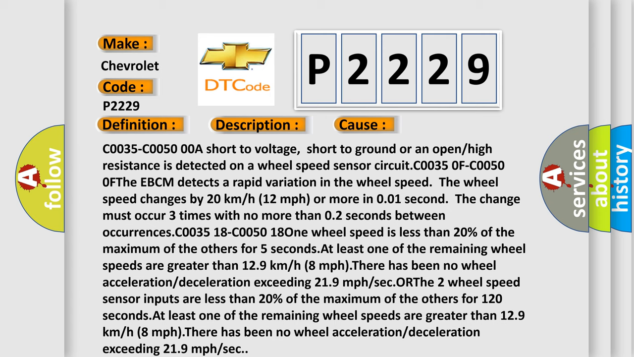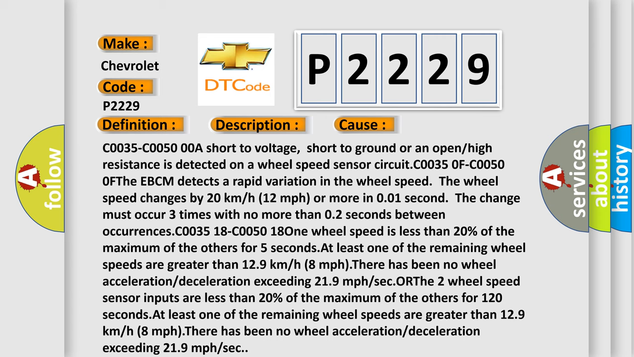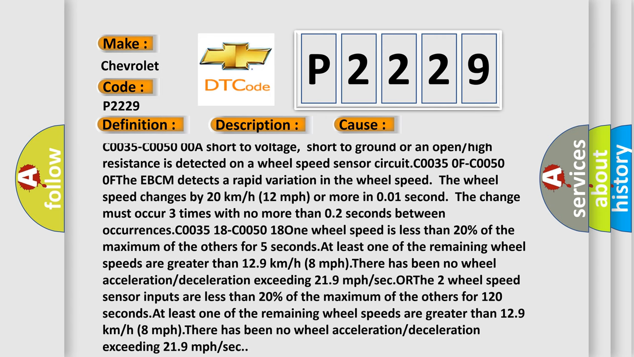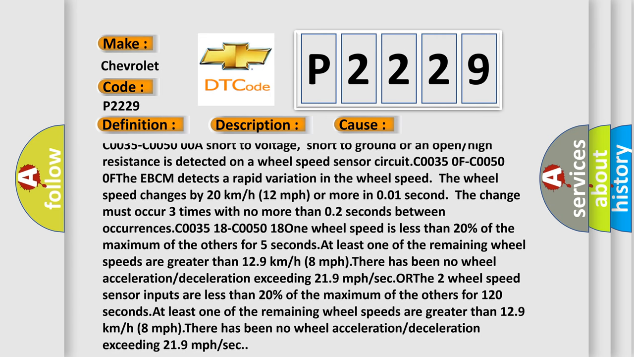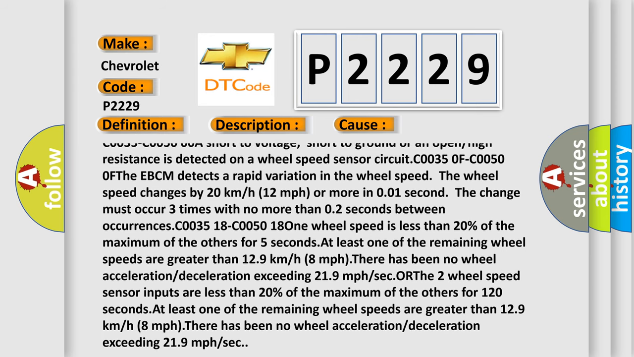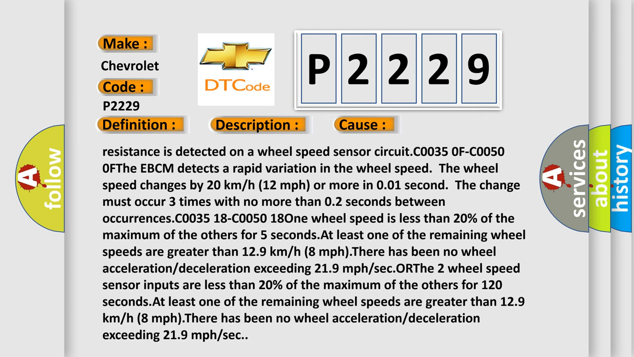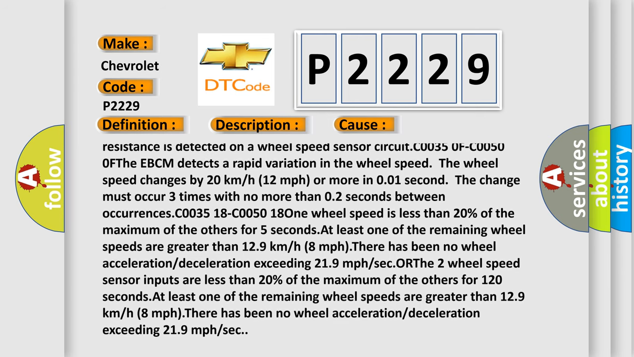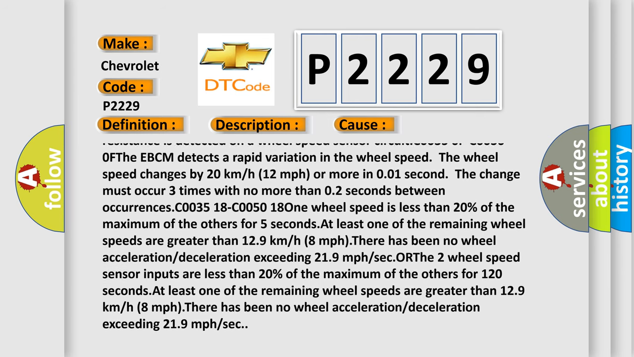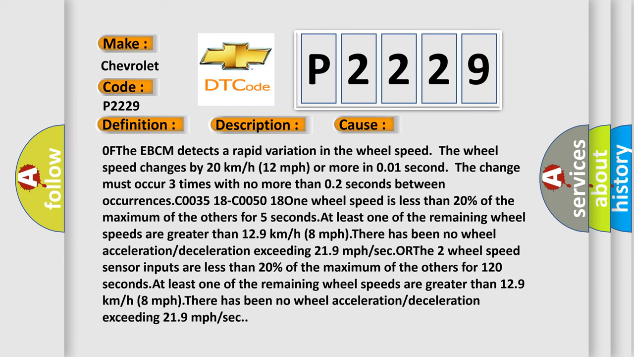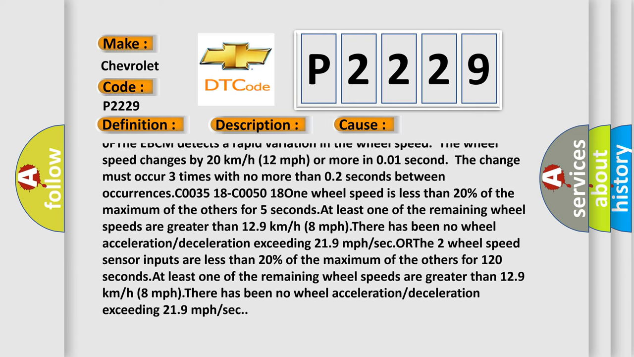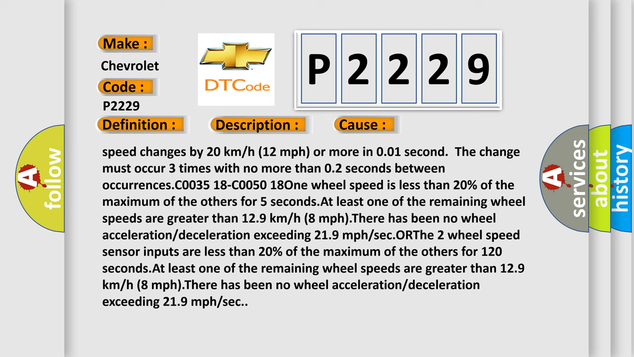A short to voltage, short to ground or an open or high resistance is detected on a wheel speed sensor circuit. The EBCM detects a rapid variation in the wheel speed. The wheel speed changes by 20 km/h or 12 miles per hour or more in 0.01 seconds. The change must occur 3 times with no more than 0.2 seconds between occurrences.